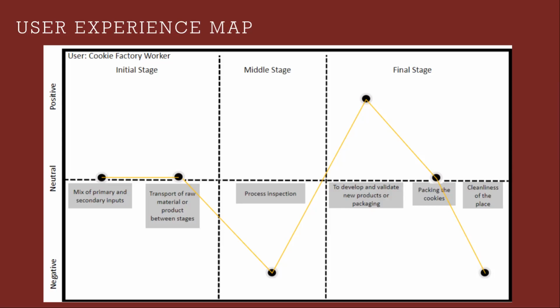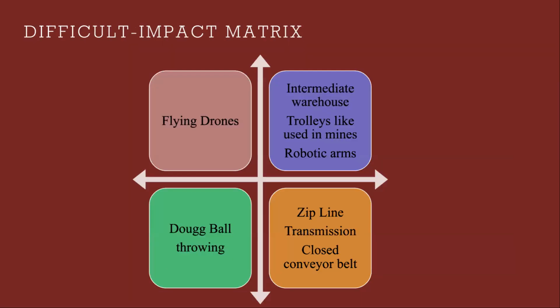Lastly, with all this information, we gather ideas to make this work. We put them in the difficulty-impact matrix. In this matrix, we put in the upper right side the ideas that have the most impact and the least cost. So for this problem, the solution we used was robotic arms.